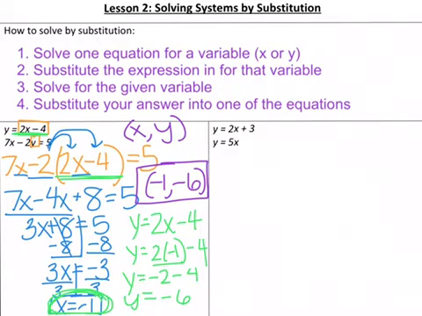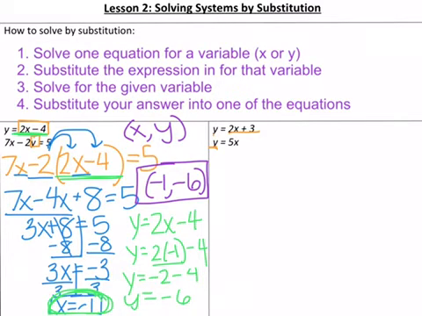I'm going to do the next example with you guys as well. So the first step is to solve one equation for a variable. Well, both of these equations have y by himself, okay? So that's pretty cool. So it's already done for us. We don't have to change anything. Then it says substitute the expression for that variable. So just as I said before, hey, if y is equal to 2x plus 3, then I'm going to plug 2x plus 3 in for y in the second equation.